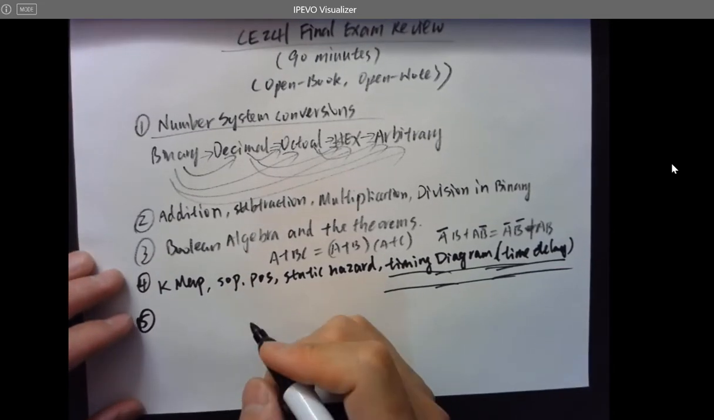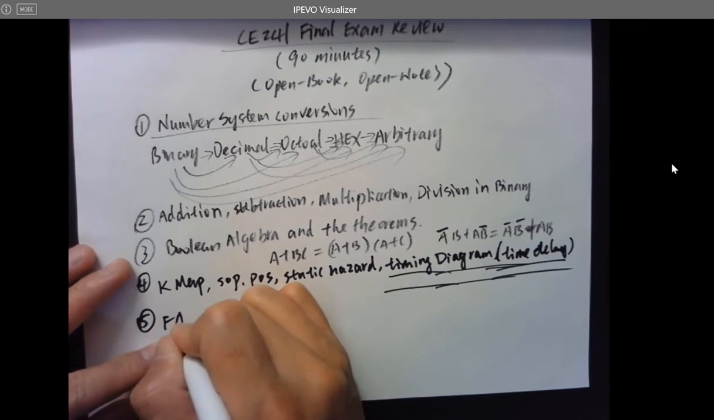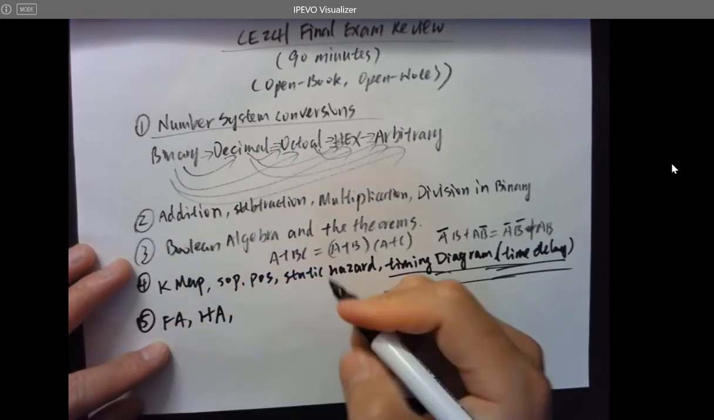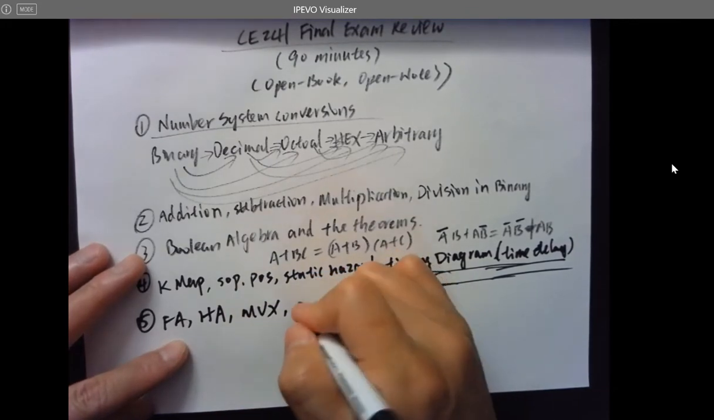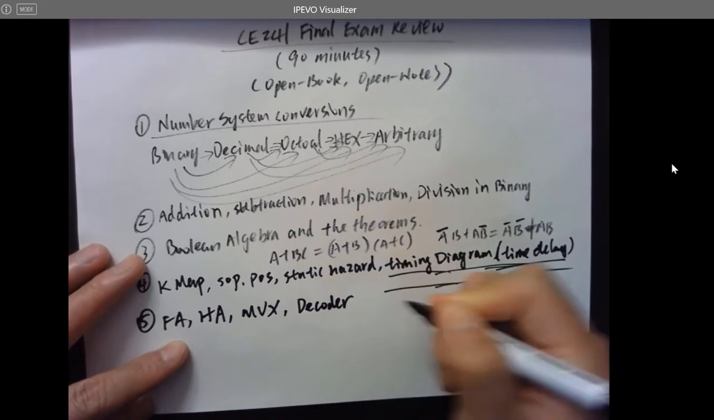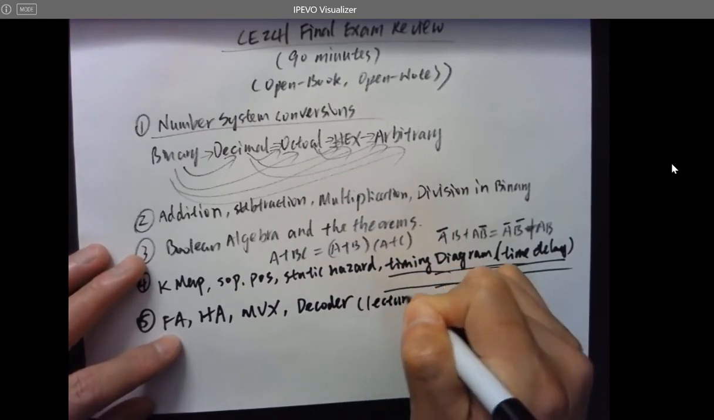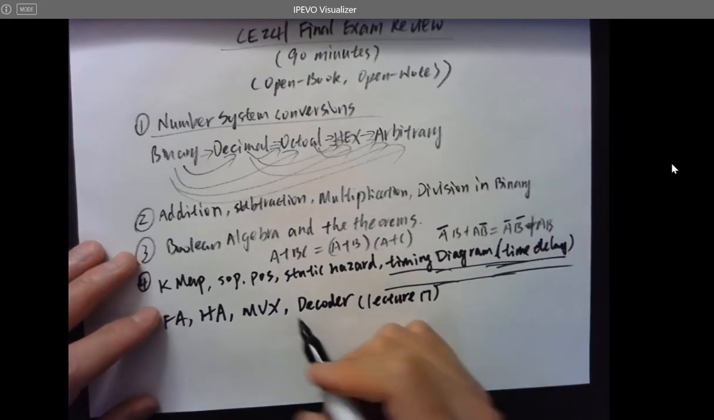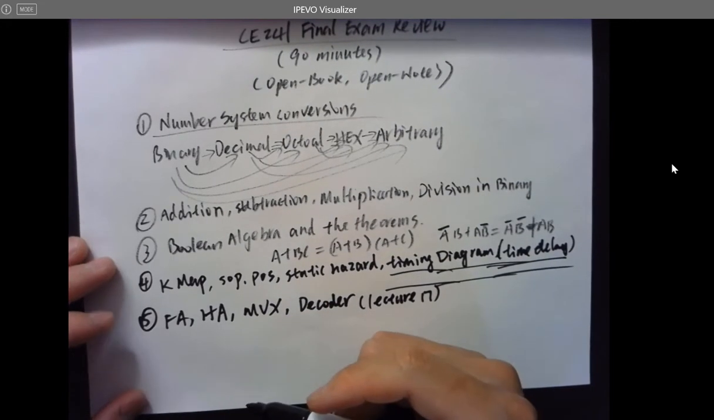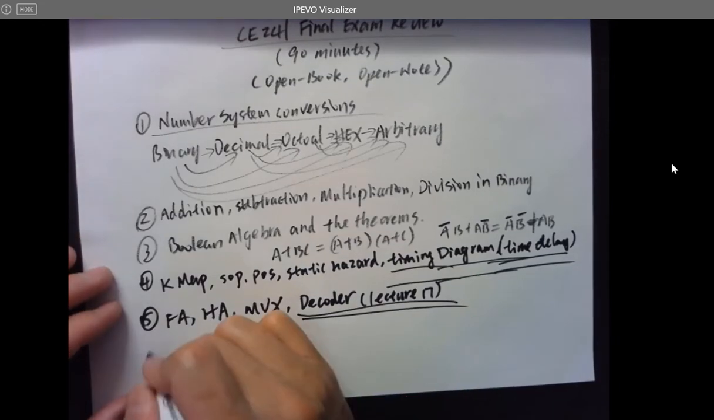And what else? The combinational logic circuits: full adder, half adder, mux, and decoder. Pay special attention to decoder. This is in lecture 17, I guess. I'm going to give you an example after I write down all these parts, which can possibly show up on the final exam. So I'm going to come back to here later.